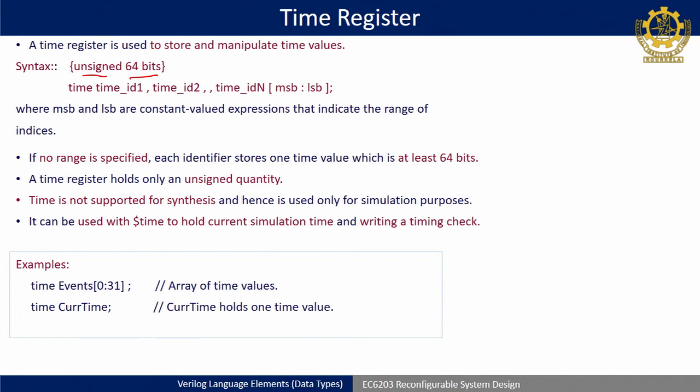The syntax is very simple: time, then individually any time1, time2, or if you additionally want memory you can put the vectors here. No need to put any range, because if no range is specified, it stores 64 bit by default. A time register always holds an unsigned quantity, and it can be used with $time to hold the current simulation time and in writing a timing check.